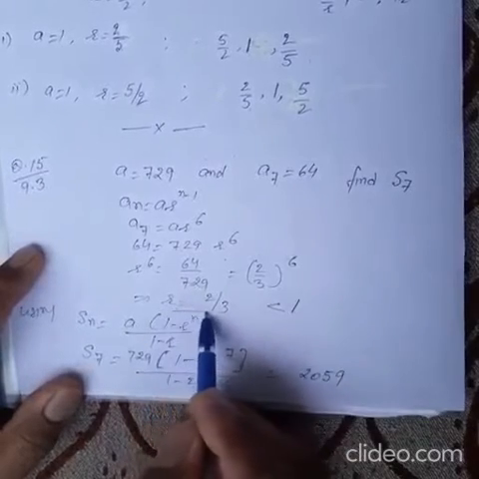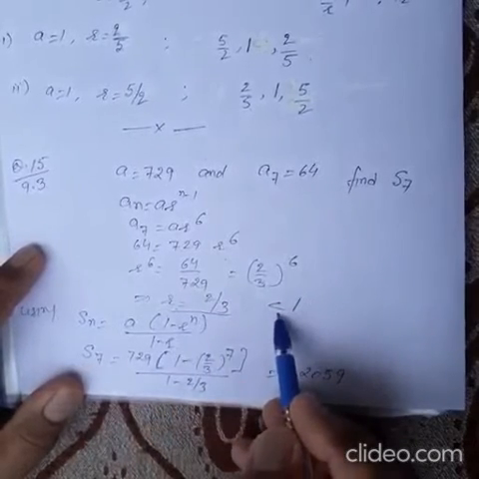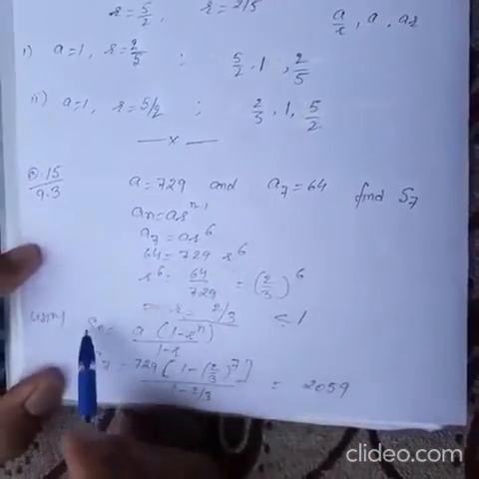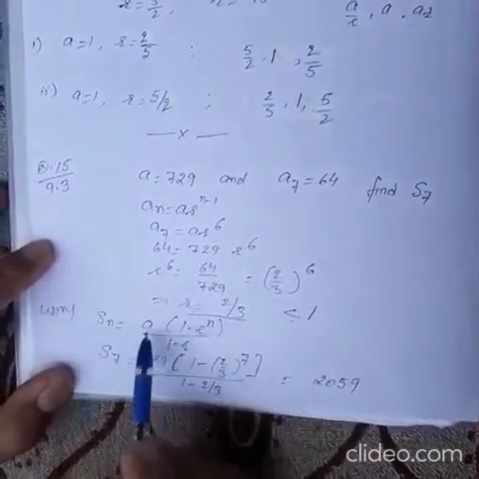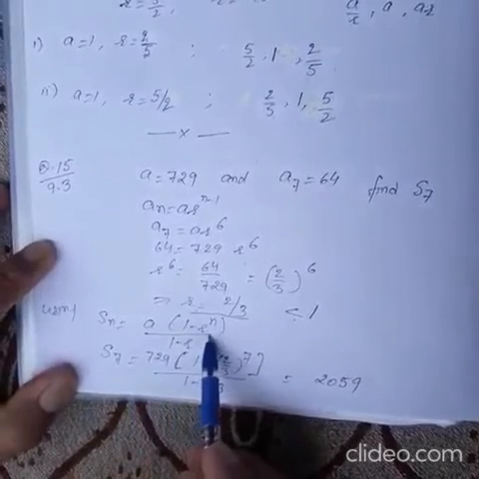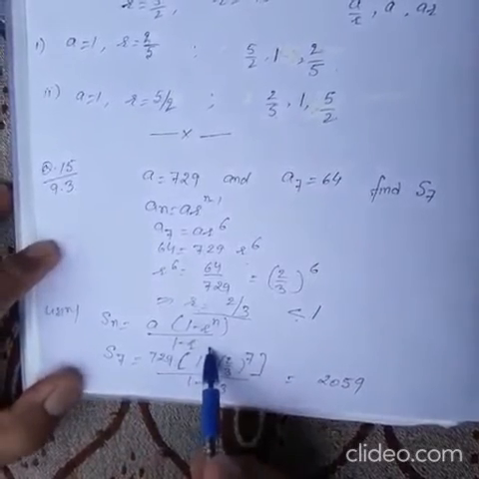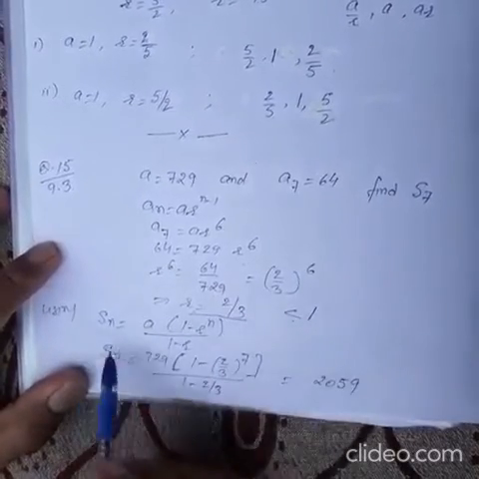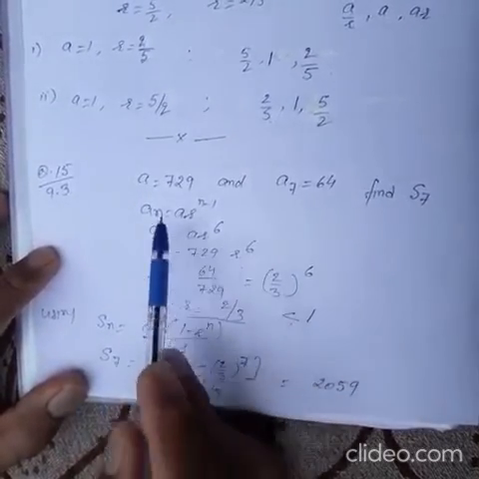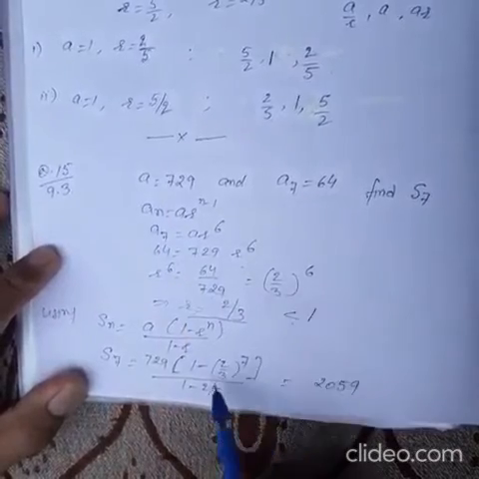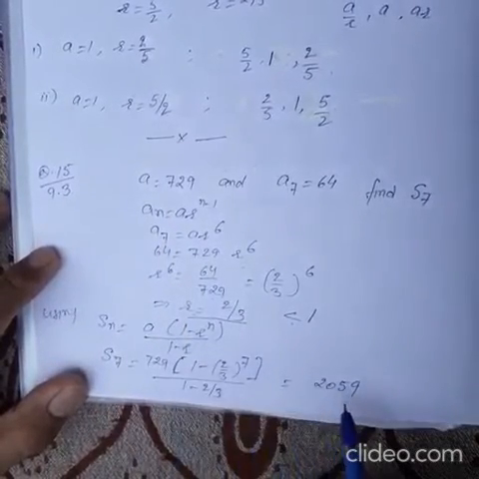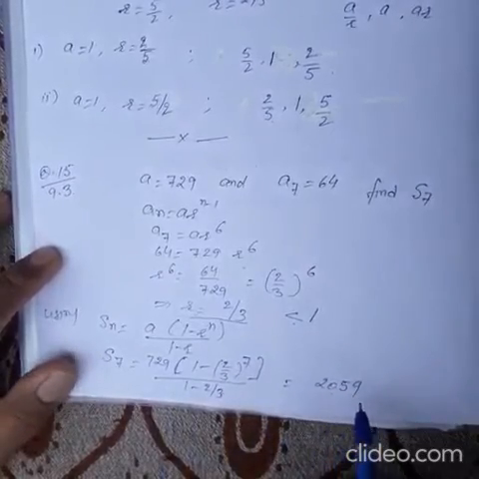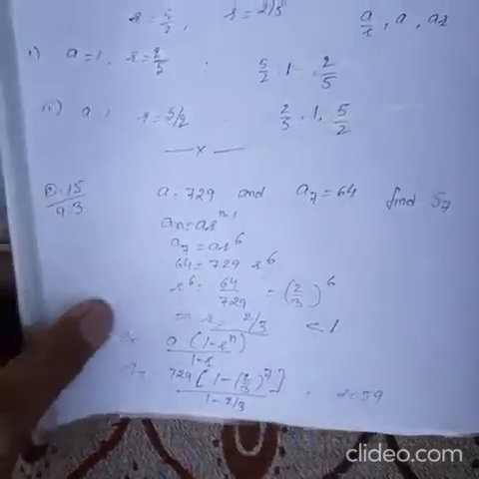Now you will find 2 upon 3, this value, is less than 1. So therefore the formula used for the sum of first n terms will be A into (1 minus R raised to the power n) upon (1 minus R). And you put the values of A, and n is 7. A is given, R we have calculated, so you put the values here and simplify. It will come out to be 2059 after simplification. I hope it is clear.